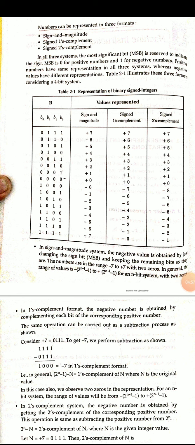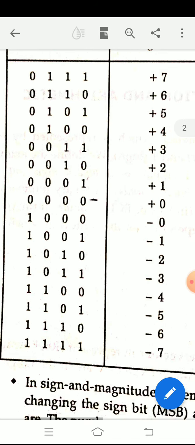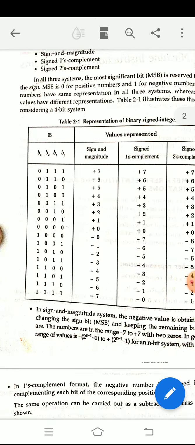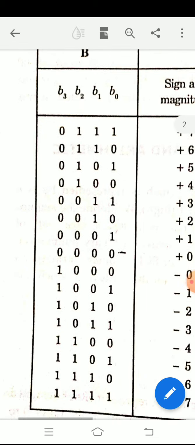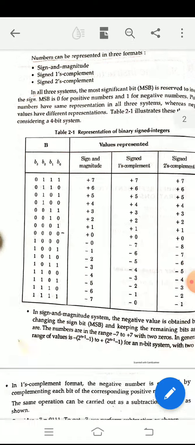Here we see the value representation in this table: the bits b3, b2, b1, b0, with the sign and magnitude values, signed ones complement and signed twos complement. The binary numbers are listed, such as 0111. The lines above, starting from all 0s, represent positive numbers; below are the negative numbers. That is the representation.